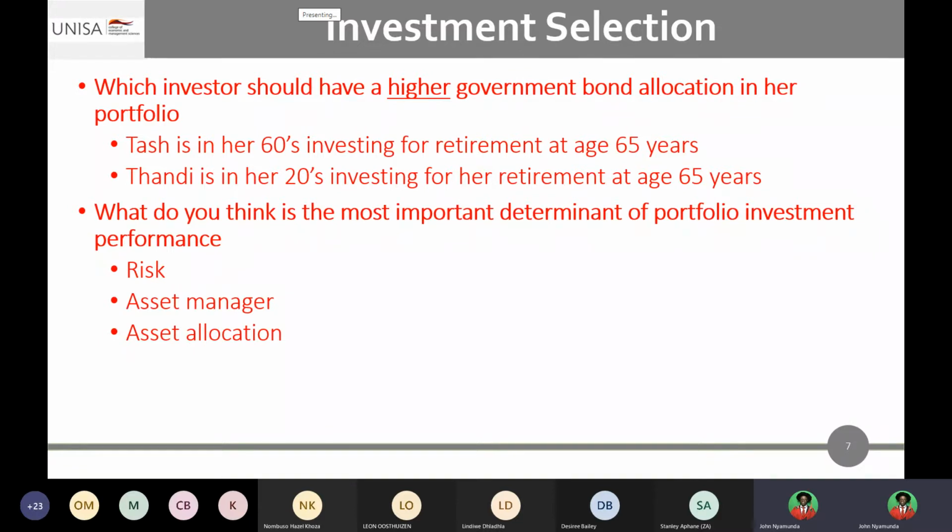So we are saying that an investor like Tash in his 60s should invest more in government bonds. 100%. Because of the lower investment risk that government bonds offer. As compared to Tandy, who still has a long time to get to retirement, so she can invest in a riskier portfolio.